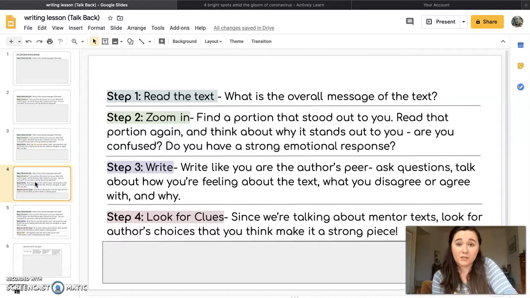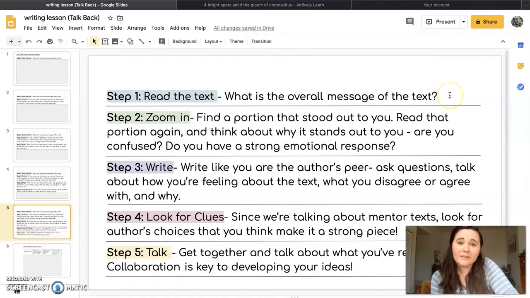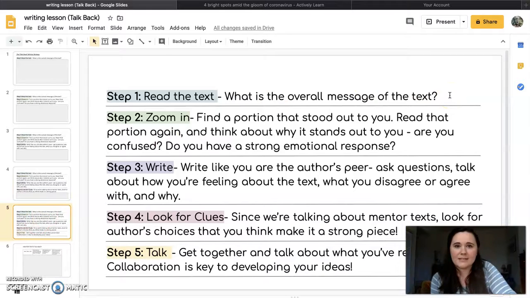Step 4, look for clues. Since we are talking about mentor texts, it's important to look for the author's choices that they made as a writer that you think made their piece strong. And step 5, once you're all done with that, you're going to get together with your friends and talk about what you just did. We learn so much more when we are collaborative.